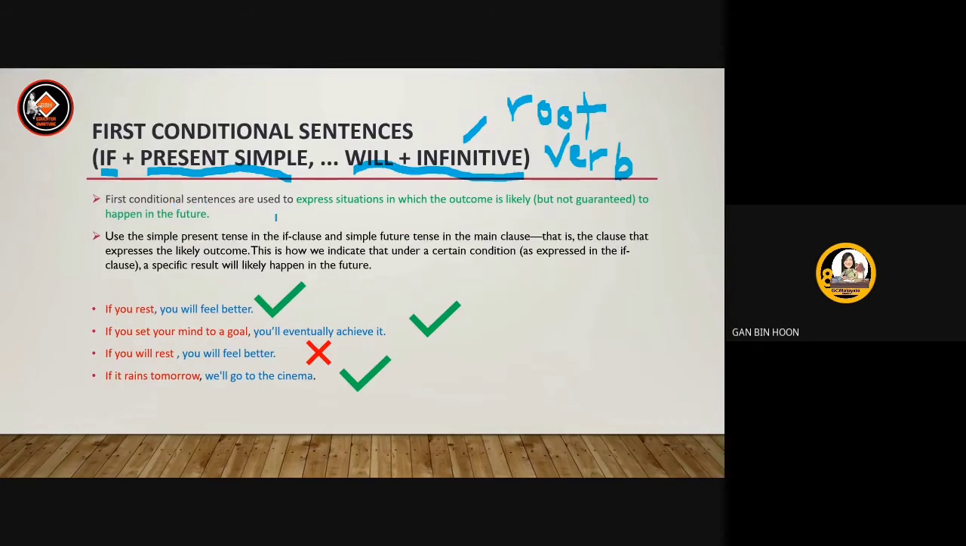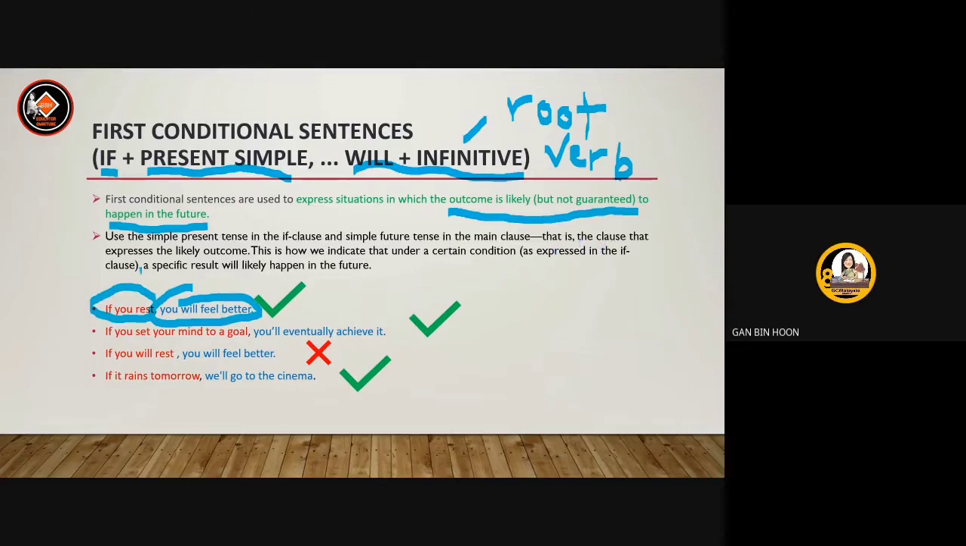First conditional sentences are used to express situations in which the outcome is likely but not guaranteed to happen in the future. When we make a sentence, it has a situation and the result is very likely, but not guaranteed. Okay, if the likelihood is high, you have to use will. Okay, just now was fact. Okay, so use the simple present in the if clause. This is the if clause. And simple future in the main clause. The front one is called the if clause. The last one is called the main clause. Don't worry, no need to memorize the clauses.